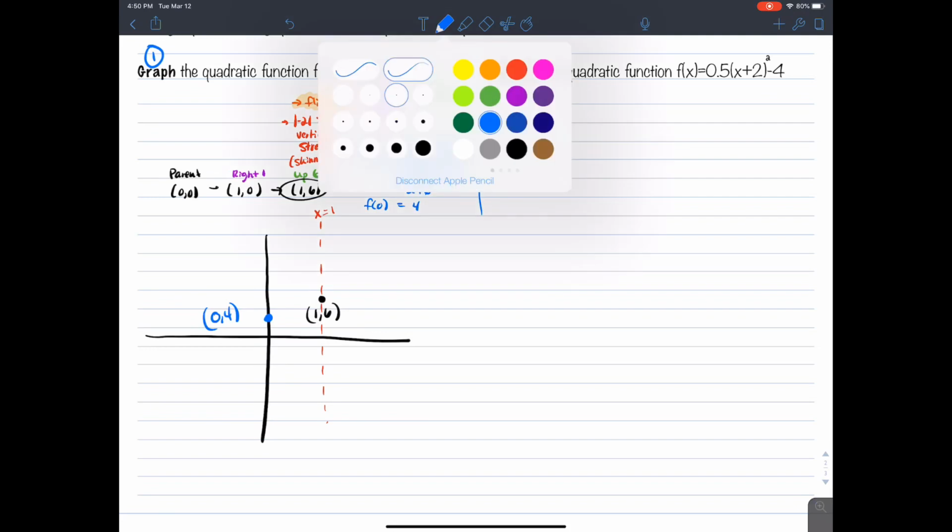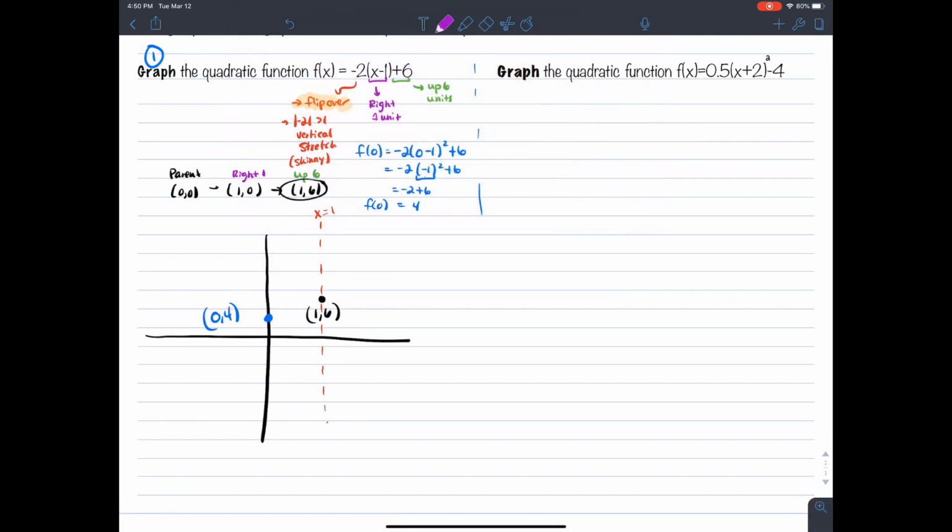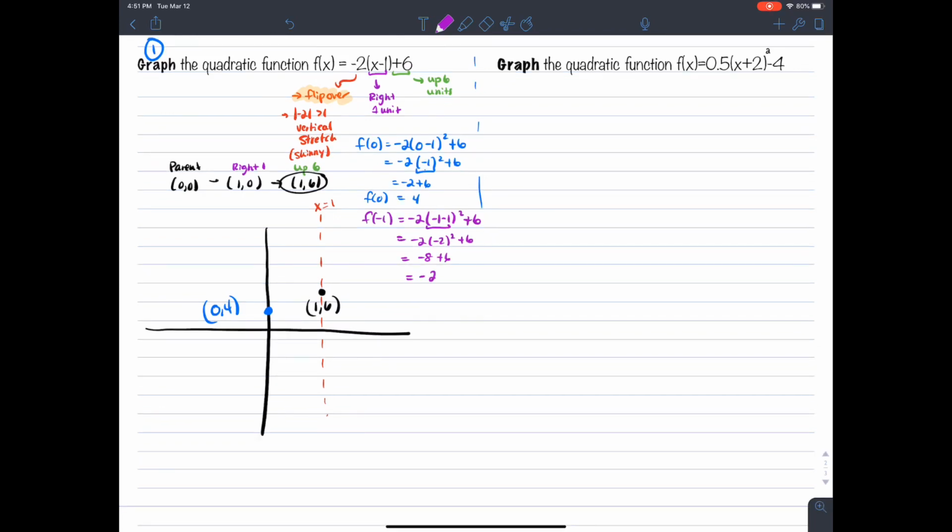So I need one other point to plug in. It doesn't matter where I do it. I'm just going to choose a random x value. I'm going to choose -1. So if I plugged in -1 and do a little simplification, so inside parentheses, that turns into -2. So -2 squared is 4. 4 times -2 is -8, and then I'd add 6. So it gives me -2. So at -1, I should be down here at -2.